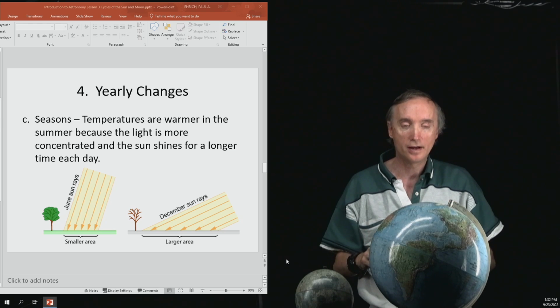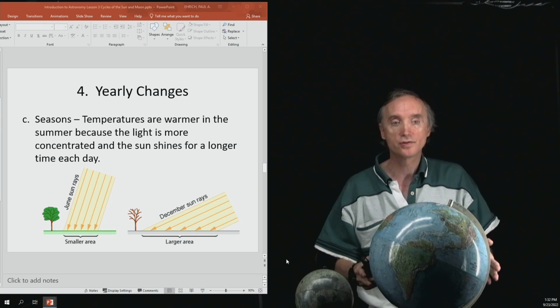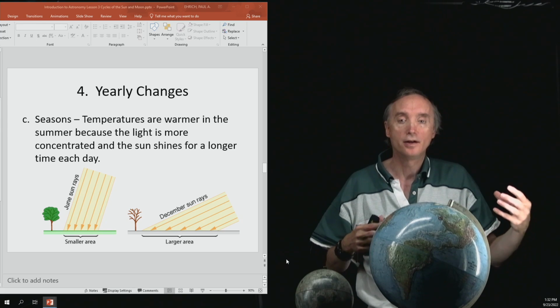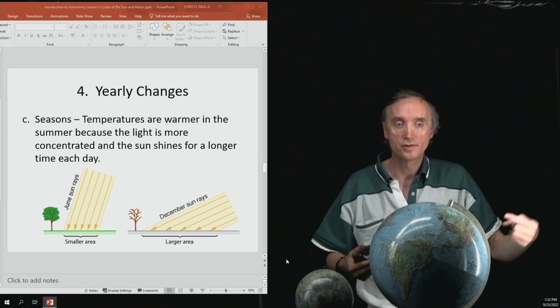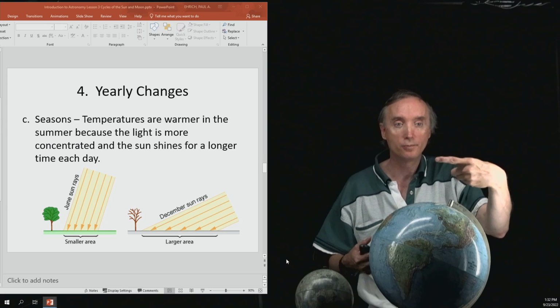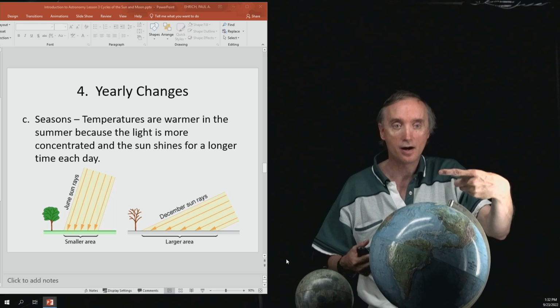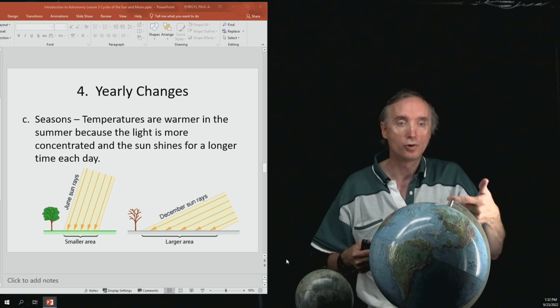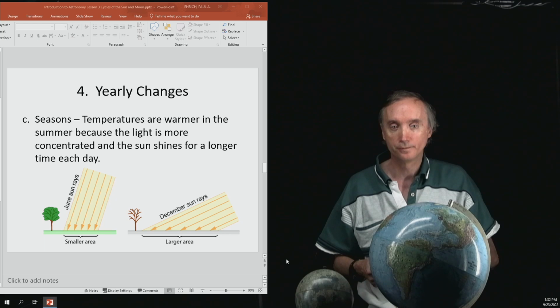And then we found out that because the Earth is circular, it's curved, that means that at the equator, the sunlight's going to be coming in more perpendicular, so it's going to be hotter. And then at the North Pole, it's coming in more at an angle, so it's going to be colder.